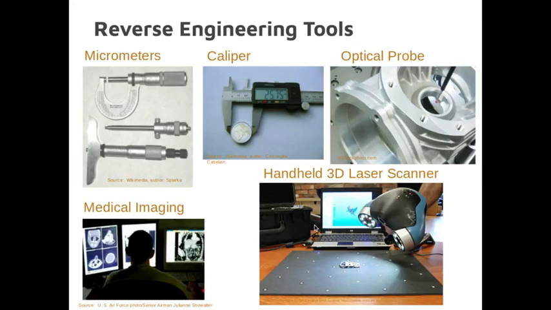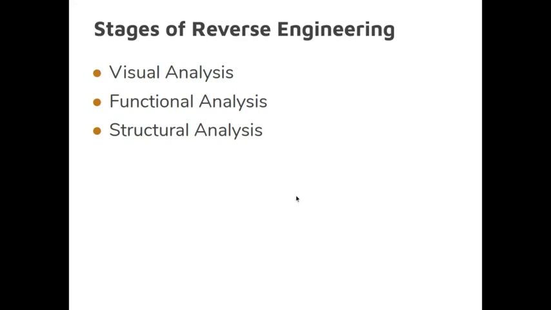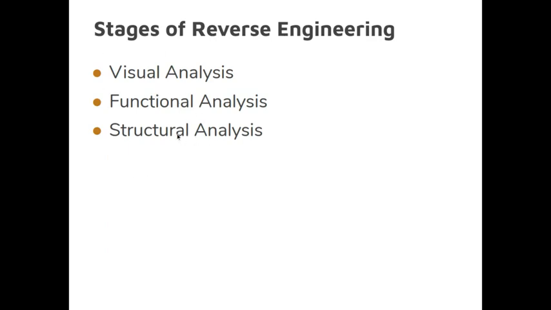And then here's a 3D scanner that you can pair with a 3D printer. Once you 3D scan something that already exists, then you're able to 3D print replicas of it, which I think is pretty awesome. So there are 3 stages of reverse engineering that we want to talk about. And if you're one of my students, these are 3 things that you are absolutely going to be expected to master going forward. So we've already talked about the visual analysis. So for this one, we're going to focus on the functional and the structural.